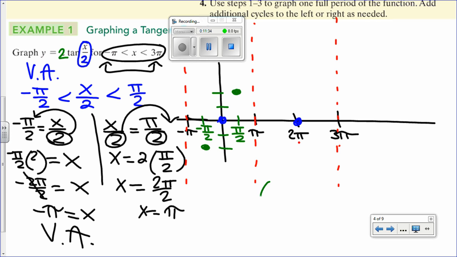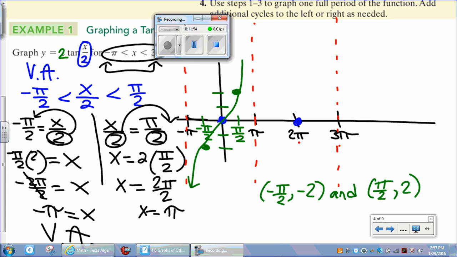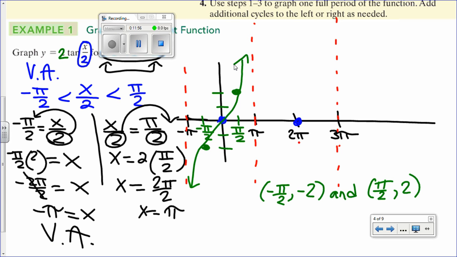Let me write the coordinates here. So it will be negative pi over 2, comma, negative 2, and the other one will be pi over 2, comma, positive 2. And then we connect it almost like a cubic function. And remember, the range is all real numbers, so it does make sense that we have arrows on both ends. All right, and that's it, because we were only asked to graph from negative pi to positive 3 pi.